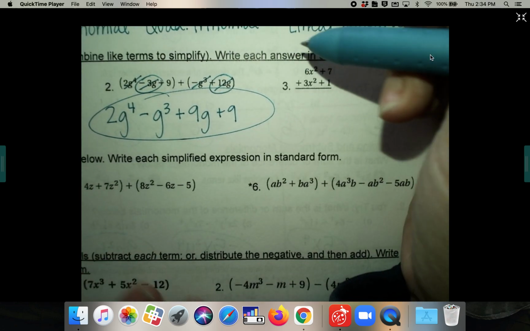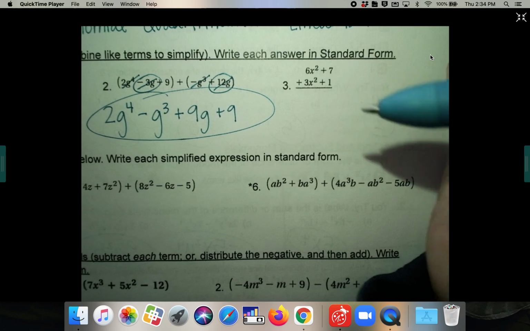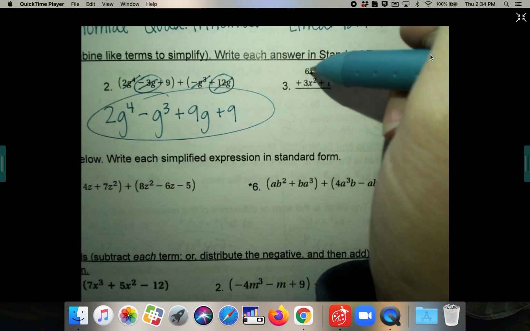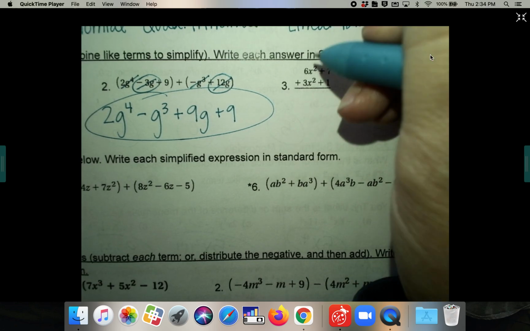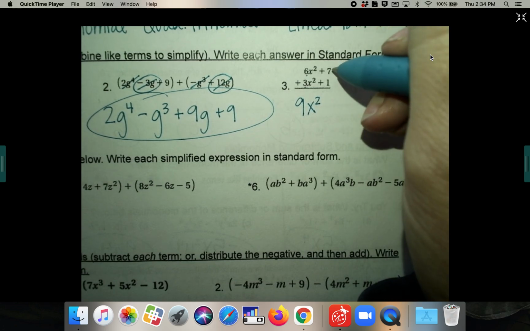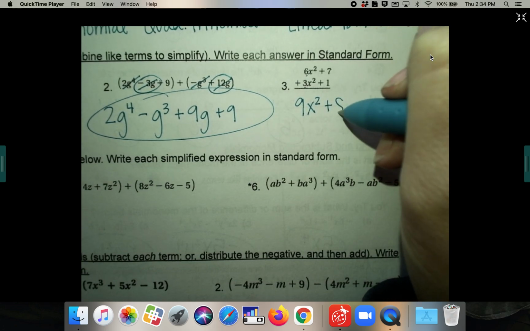All right, sometimes you might see it written like this, so vertically. And as long as the like terms are lined up, you can just go ahead and add the coefficients, which is the number in front. So 6 plus 3 is 9x squared. 7 plus 1 is 8, and it's positive 8, so plus 8.